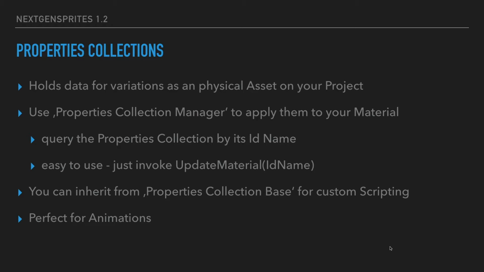You just need to invoke update material and put in the name of the property collection as the argument, and that's it. And update material can be invoked by everything: by your scripts, by Playmaker, by UI on-click events, and also by animation events. So very easy to use, wonderful, and it helps you a lot, especially if you are working with animations. Really perfect for this task. Furthermore, you can inherit from the properties collection base in your script so that you can do more advanced and custom things.